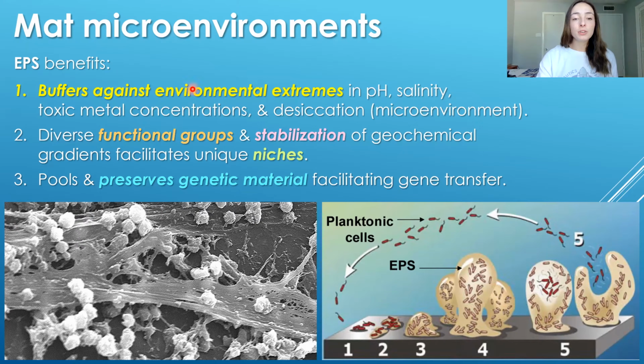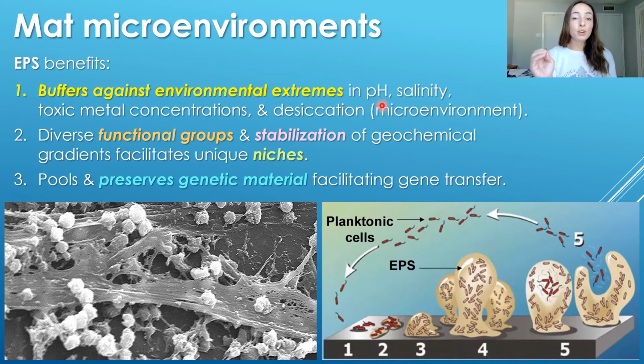But basically, these microenvironments are created by the EPS or biofilm because these substances encompass the microbes into this kind of mucousy little world of their own that can buffer against extreme pH, salinity, and toxic metal fluctuations and concentrations in the outside environment, and even desiccation. And so because of this, they're creating their own environment within their EPS that facilitates optimal growth, or at least the survival of the species in pretty extreme conditions.